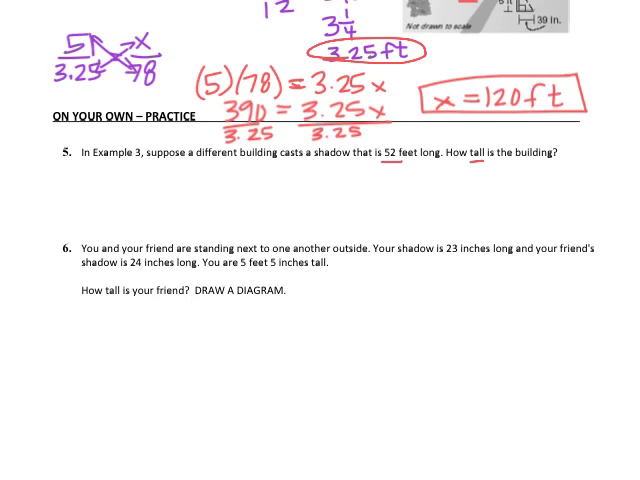And then number 6 says you and your friend are standing next to one another outside. Your shadow is 23 inches long and your friend's is 24. And then assume that you are 5 feet 5 inches tall. It always helps to draw a diagram, so you don't have to draw a super fancy one, but draw one and then also show your work because you want to find out how tall your friend is based on the information given.